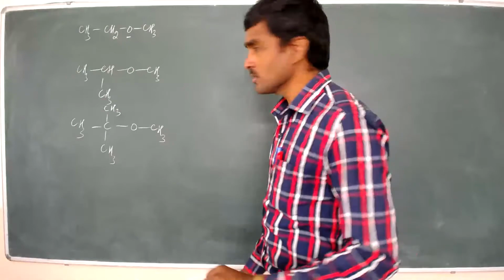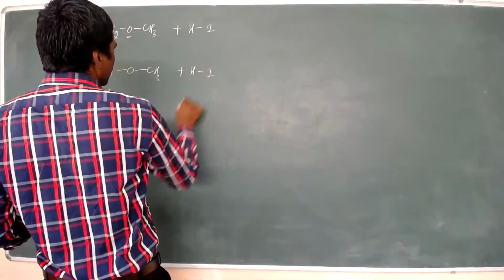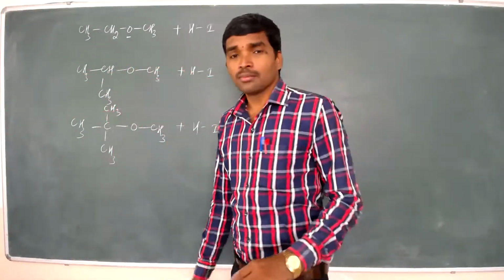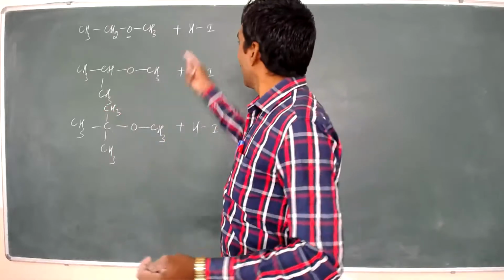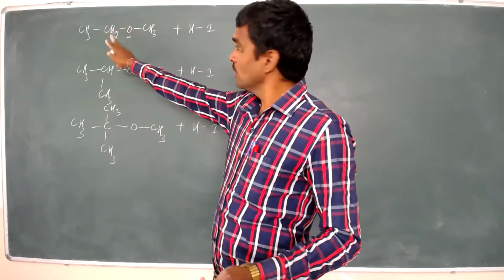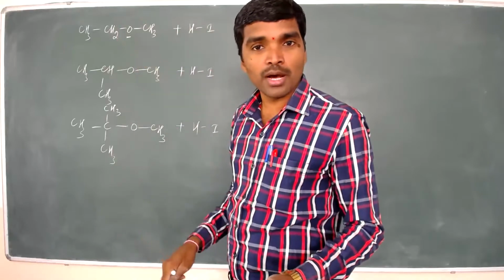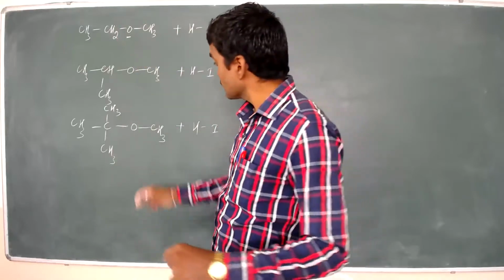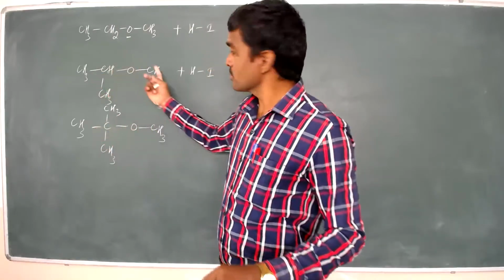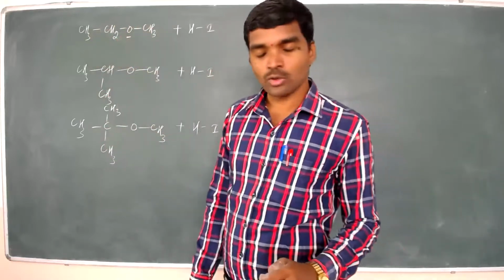For these 3, if I take HI, here also HI, here also HI, what happens here? With unsymmetrical ethers a doubt will arise: is hydrogen attached to the small alkyl group or the large alkyl group, or is iodine attached to the small alkyl group or the large alkyl group? Because on the two sides of oxygen we have a large group and a small group, and methyl is the small alkyl group.